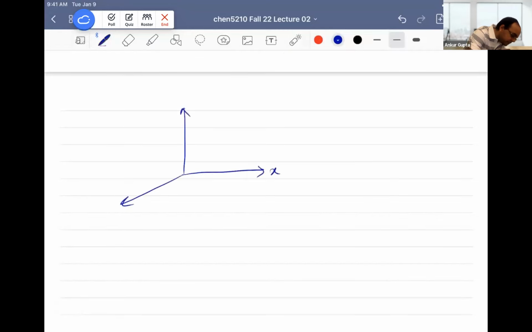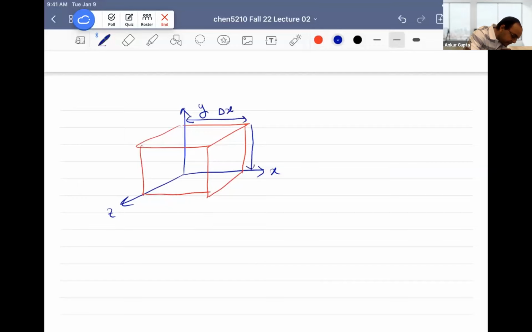We have an X, Y, Z. We'll take a control volume like this. I'm going a little fast because there is a full video we have on this derivation. So I'm going a bit faster here, but let's do this. Delta Y, delta Z. And we want to understand how the conservation equation will work here of a scalar B.